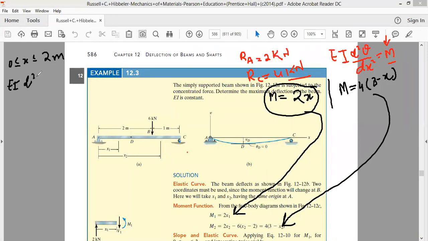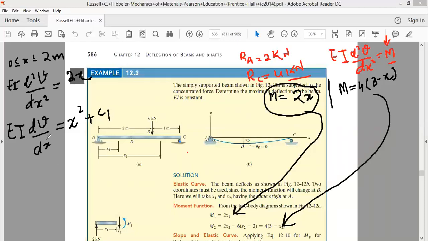EI d2 nu by dx2 is equal to the bending moment equation, and the bending moment in that equation is 2x. Therefore, if we integrate it once, we'll get EI d nu by dx is equal to 2, integral x is x square by 2, 2 and 2 will cancel. This is x square plus constant of integration c1.